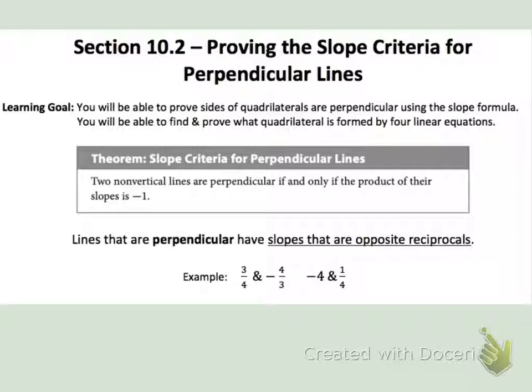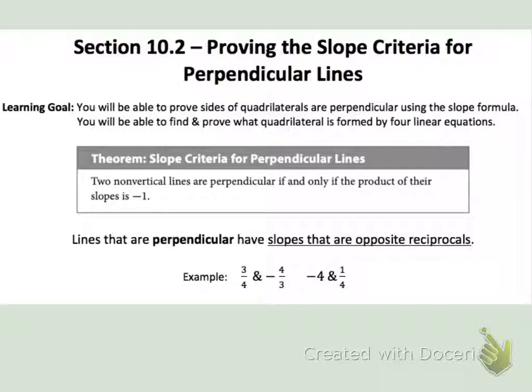So our learning goal is to prove sides of quadrilaterals are perpendicular using the slope formula. And we're going to be able to find and prove what quadrilateral is formed by four linear equations. That's our second learning goal.